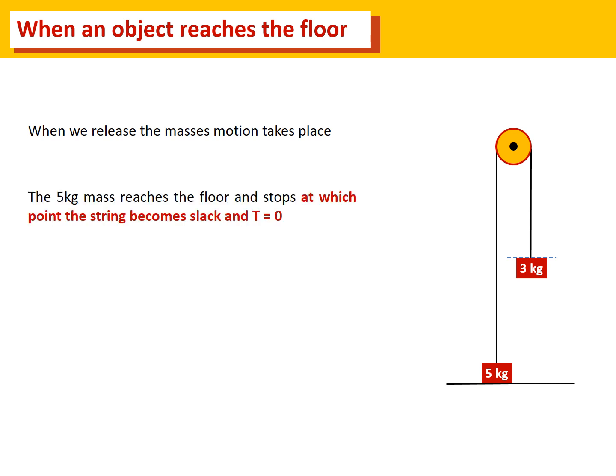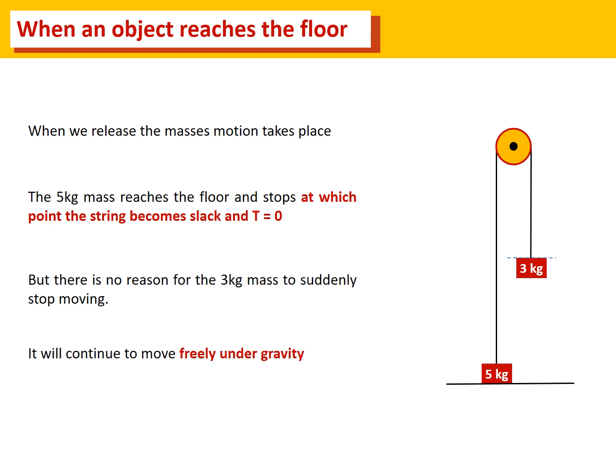It's fine that the 5 kilogram mass reaches a floor and stops as a result of reaching the floor. The tension in the string will become 0, which means the 3 kilogram mass will no longer be being pulled upwards. But that doesn't mean to say it will suddenly stop moving. It will continue to move freely under gravity. It had a velocity at the point where the heavier object hit the surface, so it will start travelling as a projectile would, until that velocity is exhausted by the acceleration of negative 9.8.